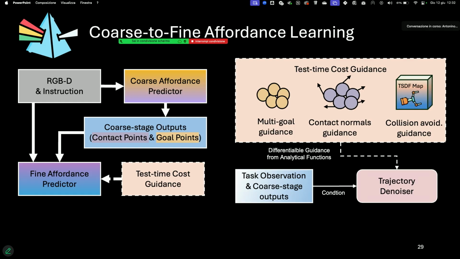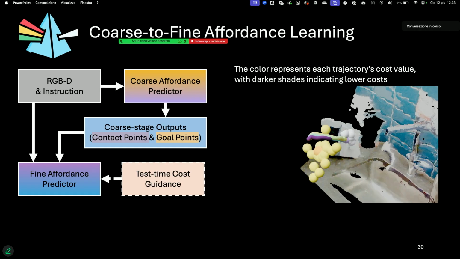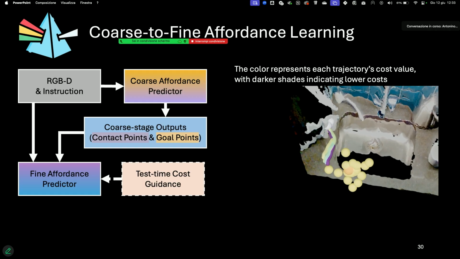We hence define several test-time guidance analytical cost functions. They perturb the output of diffusion during the diffusion process so as to satisfy these test-time constraints. For example, this multi-goal guidance is used to improve the robustness compared to single-goal conditioning, and this collision avoidance guidance is used to account for the morphology of the robot hand models and also the geometry of previously unseen objects, so as to synthesize safer or collision-free hand trajectories. And here are the final results, and each color means the cost.